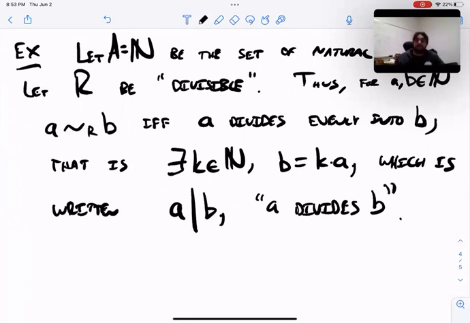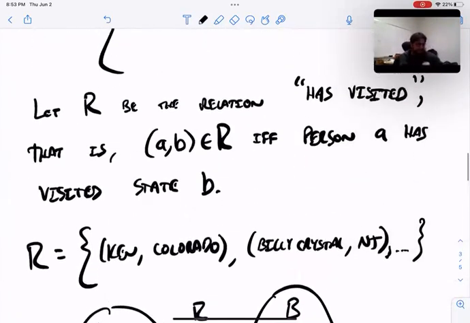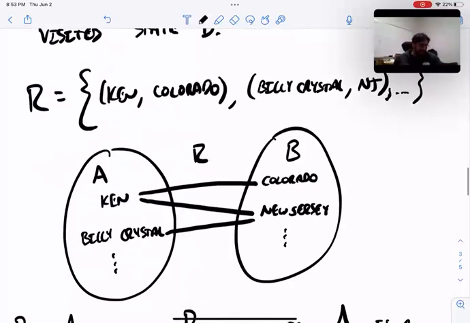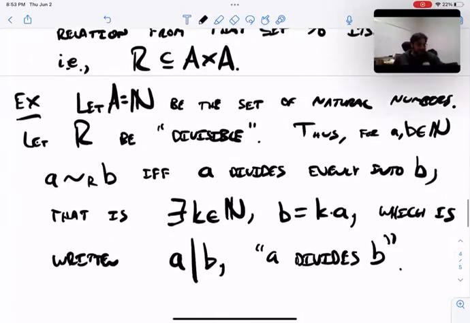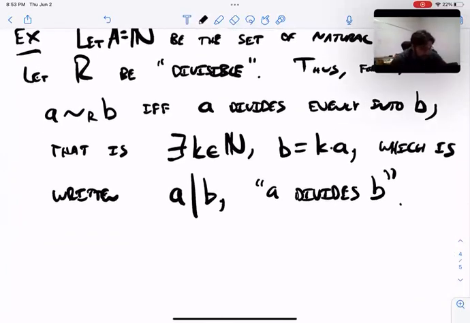Right, so this one comes up frequently enough that there's a special symbol that we use. Not all relations, of course, have a special symbol. There's no special single symbol that means has visited, that means person A has visited state B. But number A divides number B, we do have a special line for that, this vertical line. So this is a very famous relation.